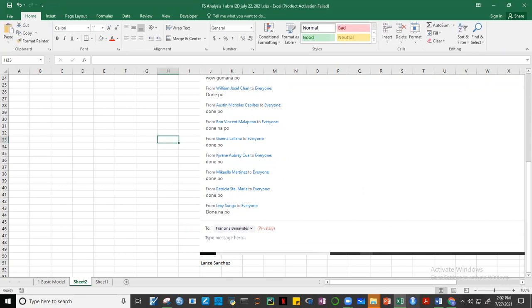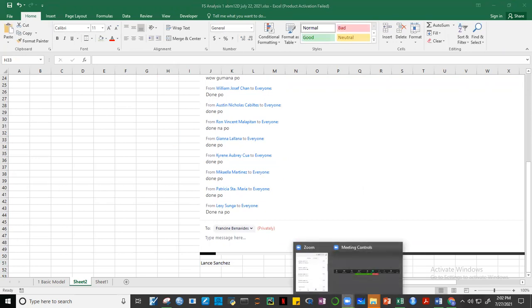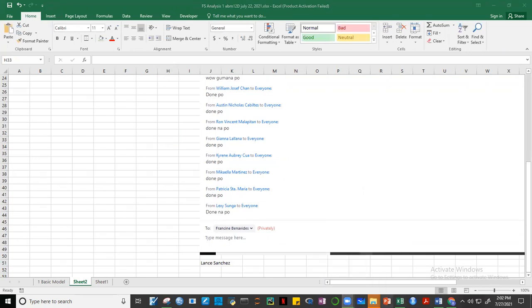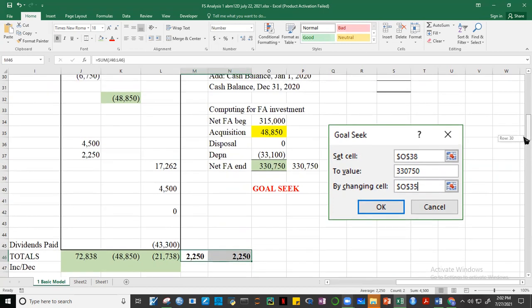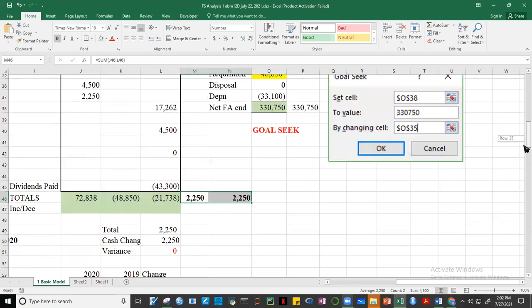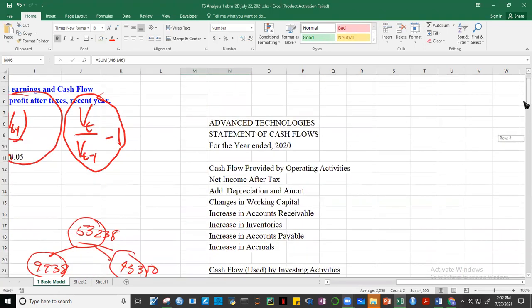Okay, so let's go back here, guys. Let's go back here. Asan na yung ano natin? Okay, let's finish this. Okay, magta-time na. Okay, now that we have corrected our template for the statement of cash flows, the rest is very easy.